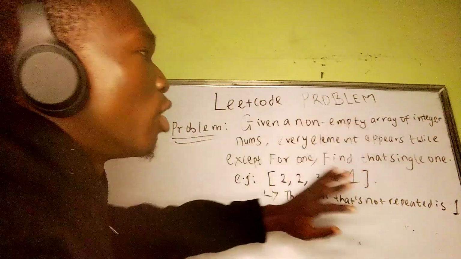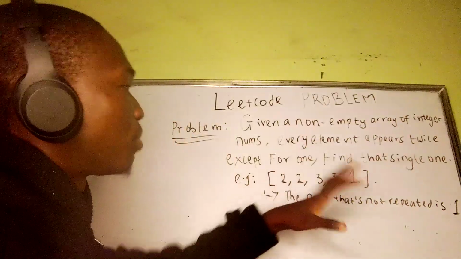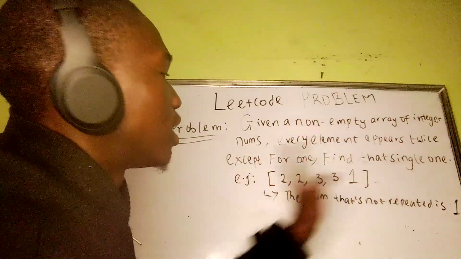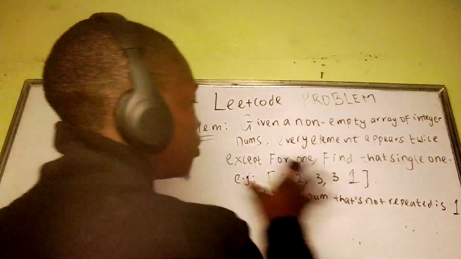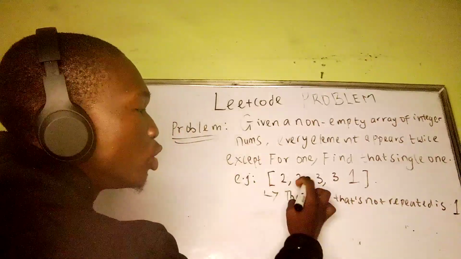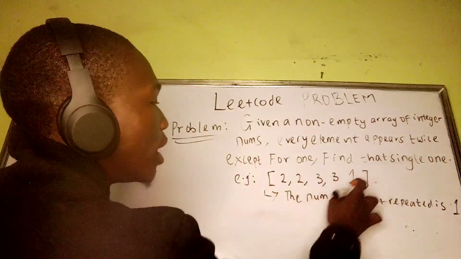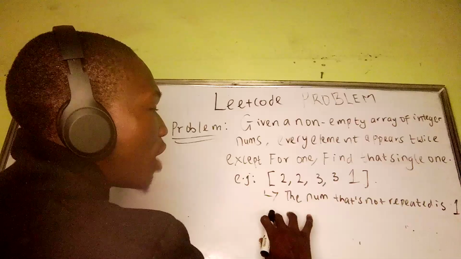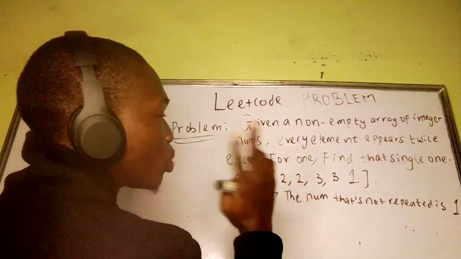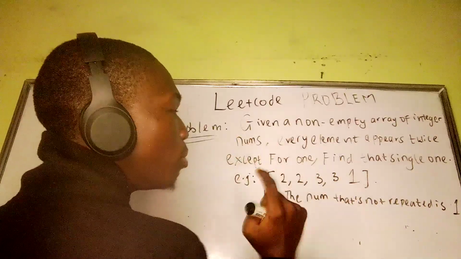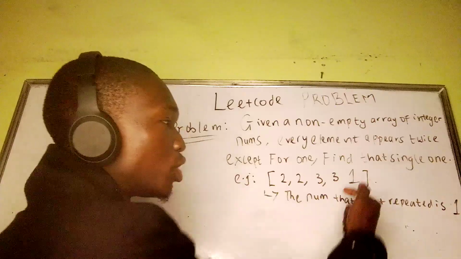Given a non-empty array of integers nums, every element appears twice except for one. Find that single one. And then LeetCode gives us an example: 2, 2, 3, 3, then 1. If you look at this array, the number 2 appears twice, number 3 also appears twice, but there is a single number that does not appear twice, which is this number 1.